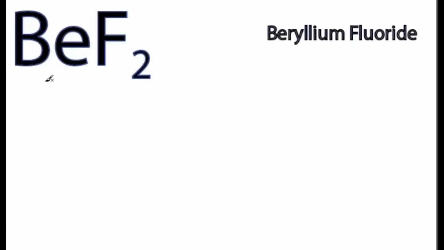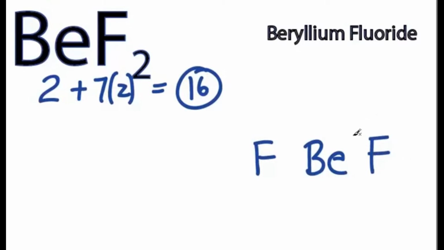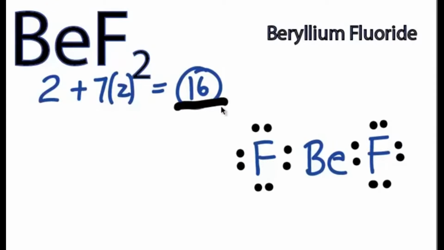This is a periodic table. Beryllium's in group 2, 2 valence electrons. Fluorine has 7, but we have 2 fluorines for a total of 16 valence electrons. Put beryllium here, it's the least electronegative, and the fluorines can go on the outside. So we have 16 valence electrons. We'll put 2 here between to form chemical bonds. We've used 4, and then around the outside, 6, 8, 10, 12, 14, 16, and we've used all our valence electrons.